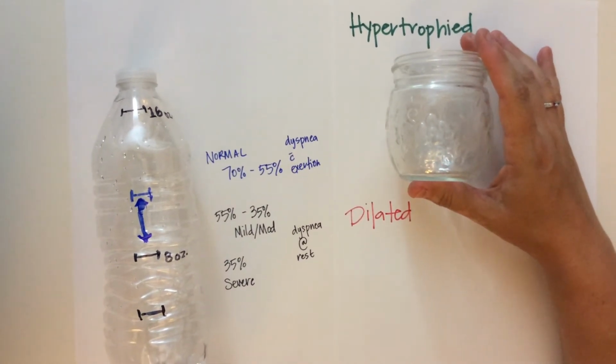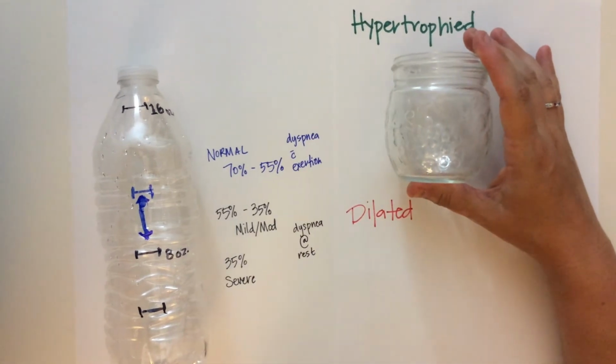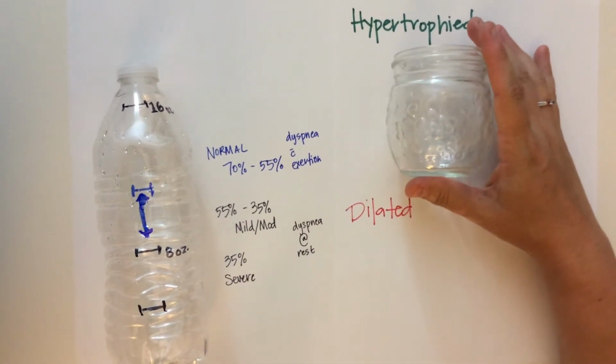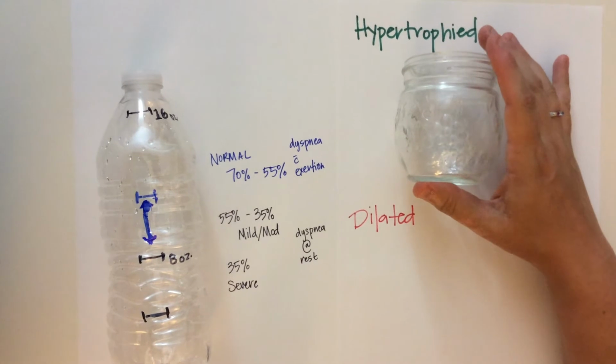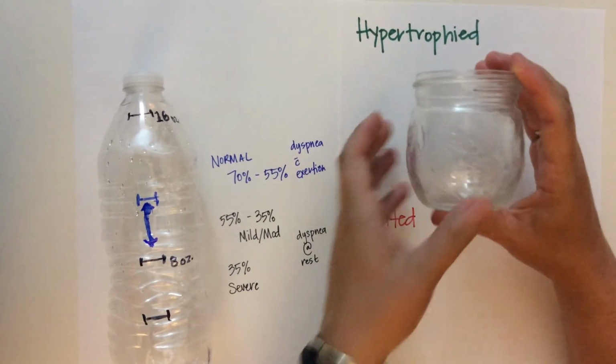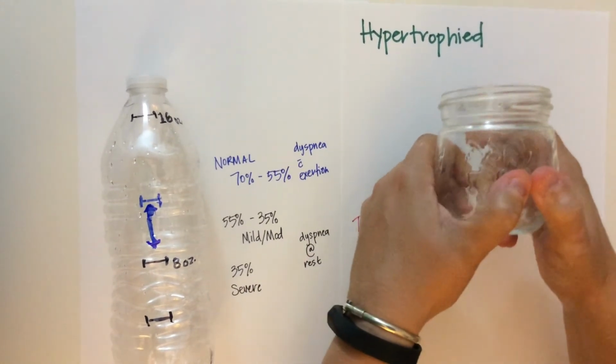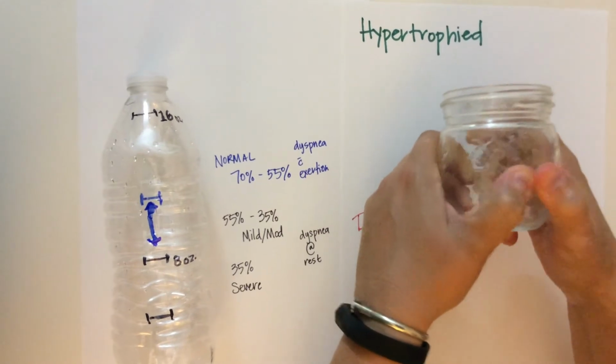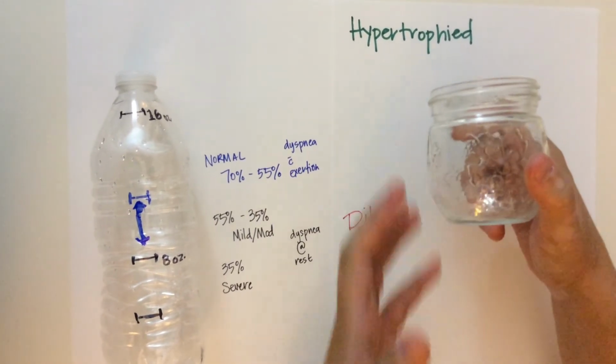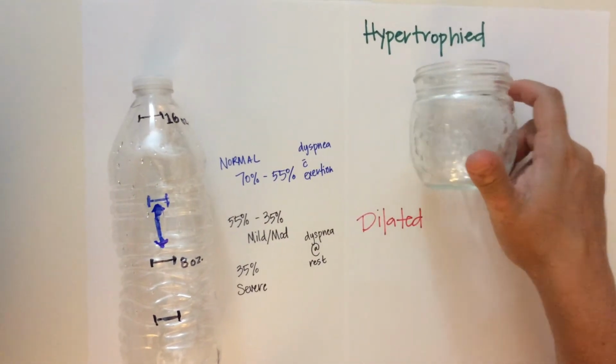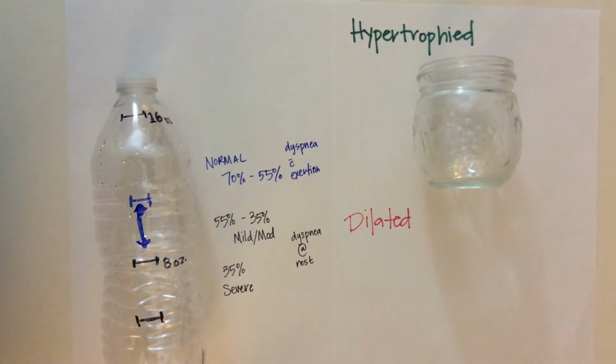But we know the chamber inside doesn't change. It doesn't increase in space. So as the heart hypertrophies, the chamber inside gets smaller and smaller, and it ends up solid like a glass jar where it can't push against its own muscle wall. Our second type is a dilated heart.